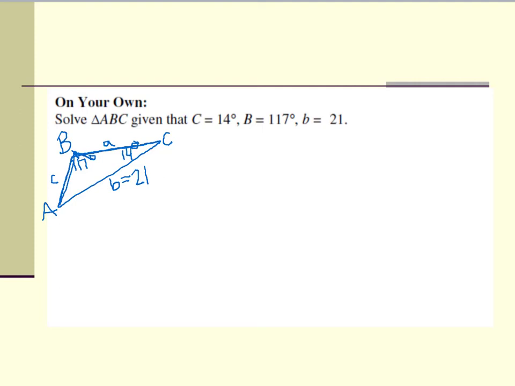Okay, you should have solved this one, and you should have found that angle A equals 49 degrees. Side C is about equal to 5.70, and then side A is about equal to 17.79.